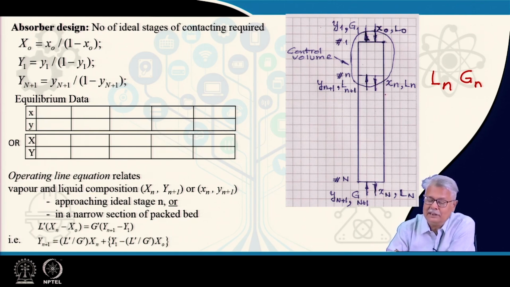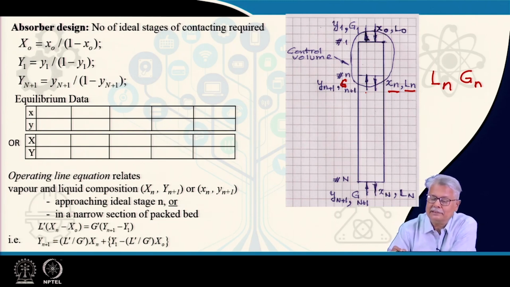If n is this particular ideal stage and I have one more stage below it, number n plus 1, this liquid stream is going to be Ln, with composition Xn. Similarly, the vapor here comes from the stage below, and there is a typing error here: it is Yn plus 1, and it is going to be Gn plus 1.